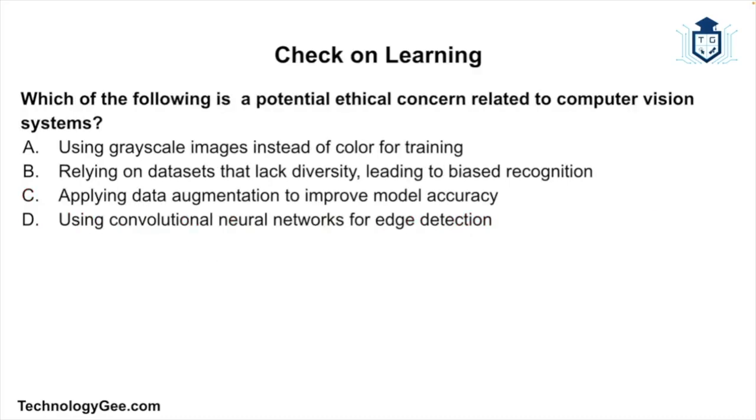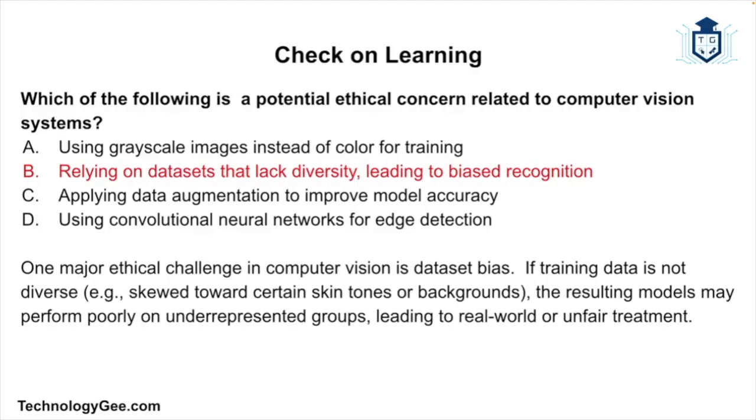And our final question, which of the following is a potential ethical concern related to computer vision systems? Is it using grayscale images instead of color for training? Is it relying on datasets that lack diversity, leading to biased recognition? Is it applying data augmentation to improve model accuracy? Or is it using convolutional neural networks for edge detection? And the correct answer is it is relying on datasets that lack diversity, leading to biased recognition.